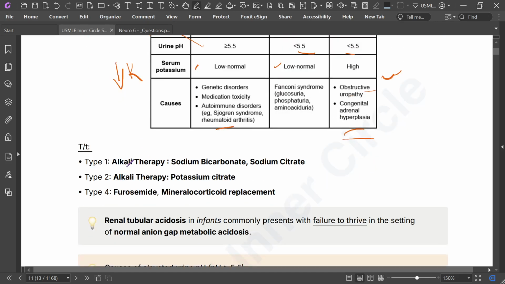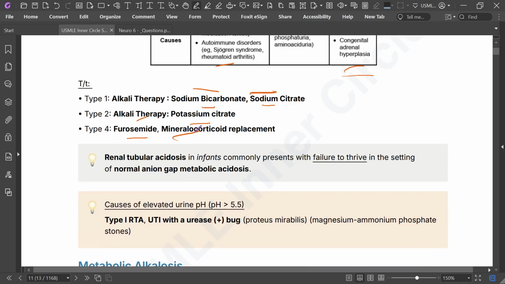Okay, type 1 treatment is alkali therapy, sodium bicarbonate, sodium citrate. Type 2 is alkali therapy, potassium citrate. Type 4 is furosemide and mineralocorticoid replacement. Renal tubular acidosis in infants commonly presents with failure to thrive in the setting of NAGMA, normal anion gap metabolic acidosis.